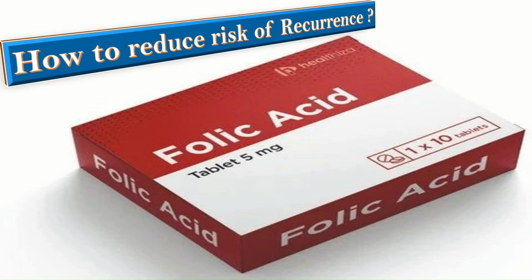How to reduce the risk of recurrence? A patient is advised to take folic acid of 5 mg starting 1 month before trying for the pregnancy and continuing it until 12 weeks, or after the first 3 months. Folic acid reduces the risk of neural tube defects. Folic acid also reduces the risk of oral clefts by about 25%.